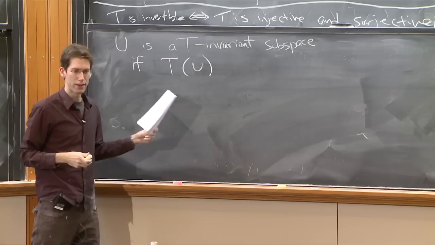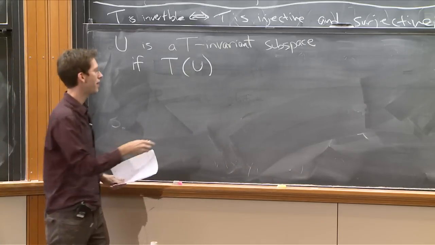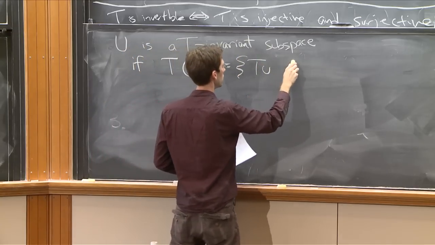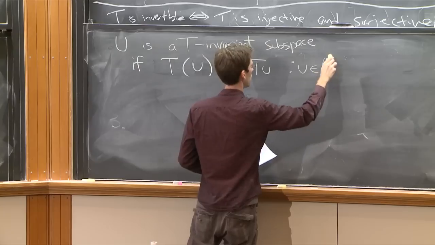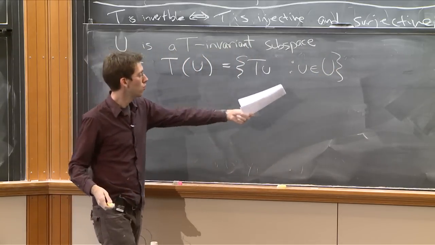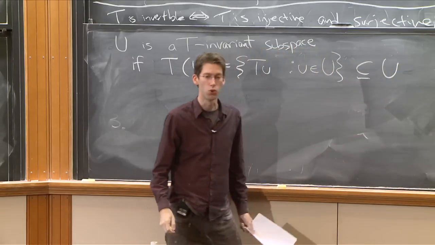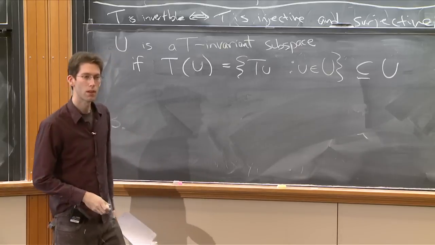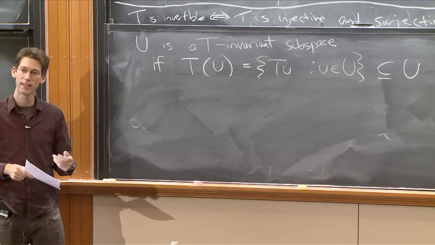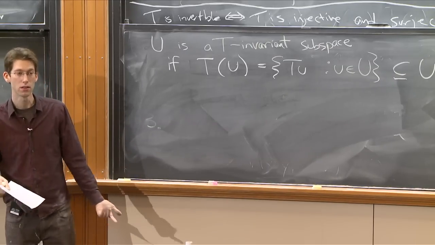T of U, this is an operator acting on an entire subspace. What do I mean by that? I mean the set of all T u for vectors u in the subspace. If T of U is contained in U. So I take a vector in this subspace, act on it with T, and I'm still in the subspace, no matter which vector I had.